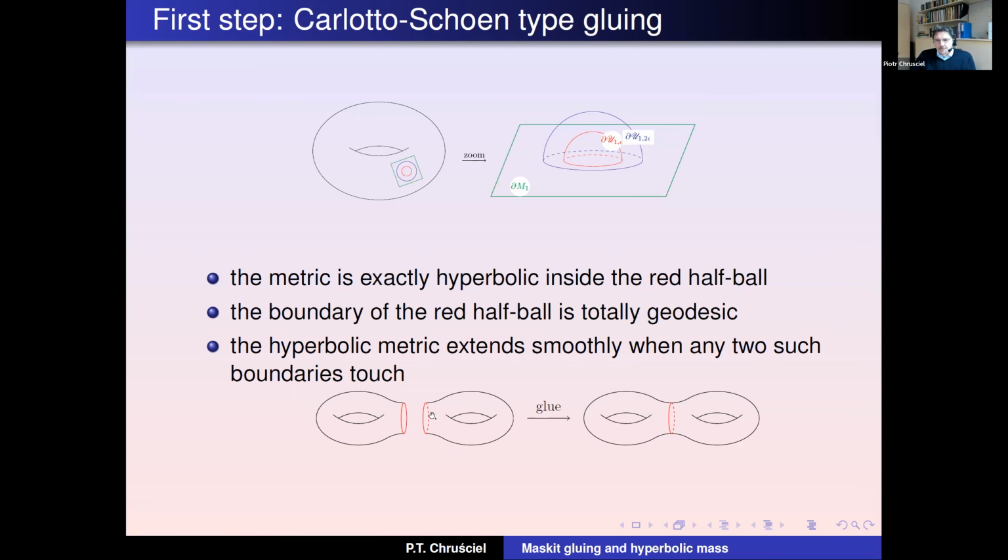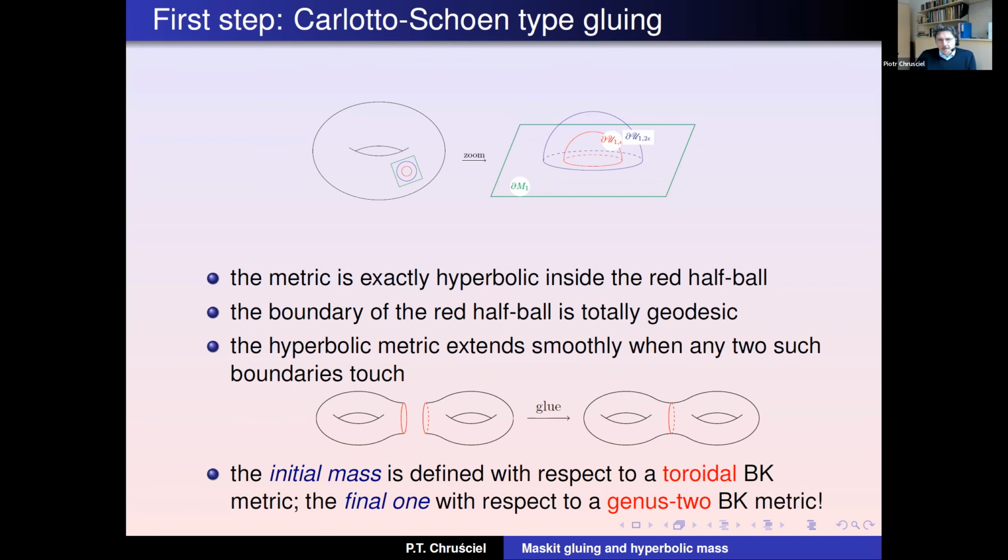So if you touch together these two donuts with a bit cut off, and the cutting off is done at the boundary of this region, then what you get at the end is a smooth manifold, and obviously it's again asymptotically locally hyperbolic and all this. So now there's something interesting which happens here.